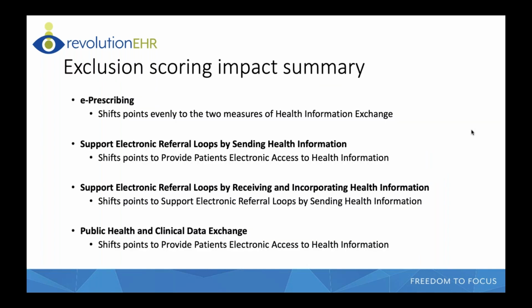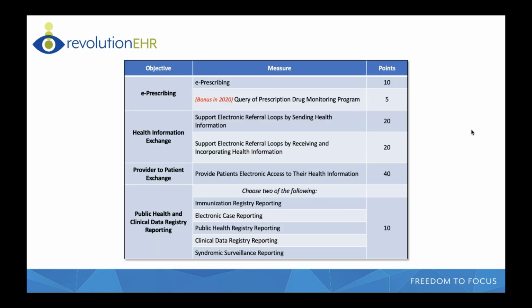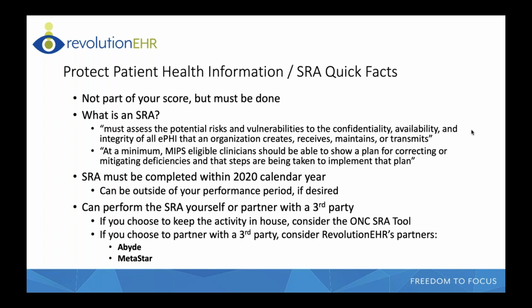So here's just a summary slide. We won't go through this again, but it's just describing what happens from a point shift scenario for the various measures. The hope is if you come back to these slides later, you have this all summarized in one slide. So one quick reference to look at. So again, those are the measures. Let's step through each of them. We'll go through the scoring. Where possible, we'll highlight the actions in Revolution EHR so that you're comfortable with what's going to be required.